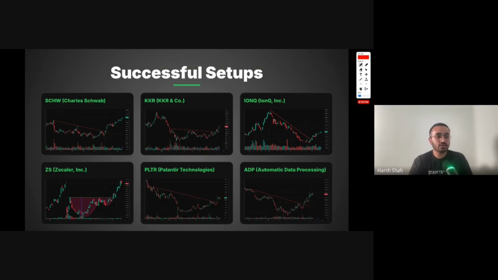But all these stocks were unknown to me. I never heard about KKR. Obviously, I do some research before taking a trade. But when this setup was breaking out, I got notified that something is happening with this one. You can look at different ones.